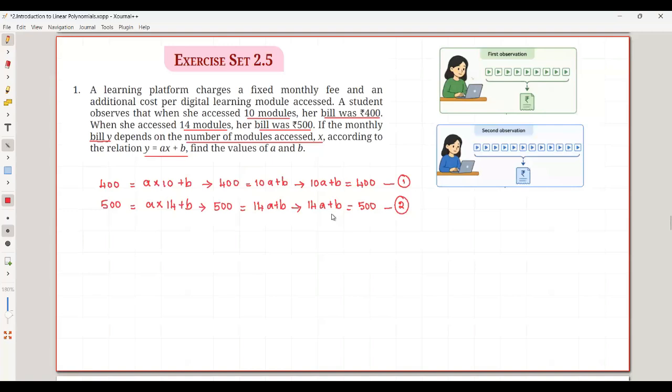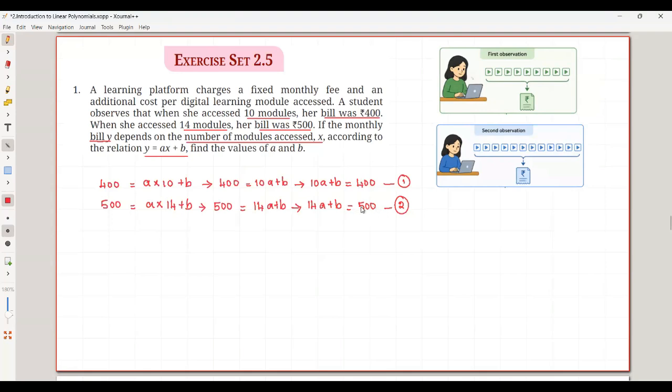Okay, so if I want to eliminate B, here plus B, here minus B, so I have to subtract. While subtracting, the B value will be eliminated, so I'll be getting the A value, right? So I'm going to solve using the elimination method. Now, 1 minus 2, or we can write 2 minus 1. Okay, 2 minus 1, I think it will be easy.